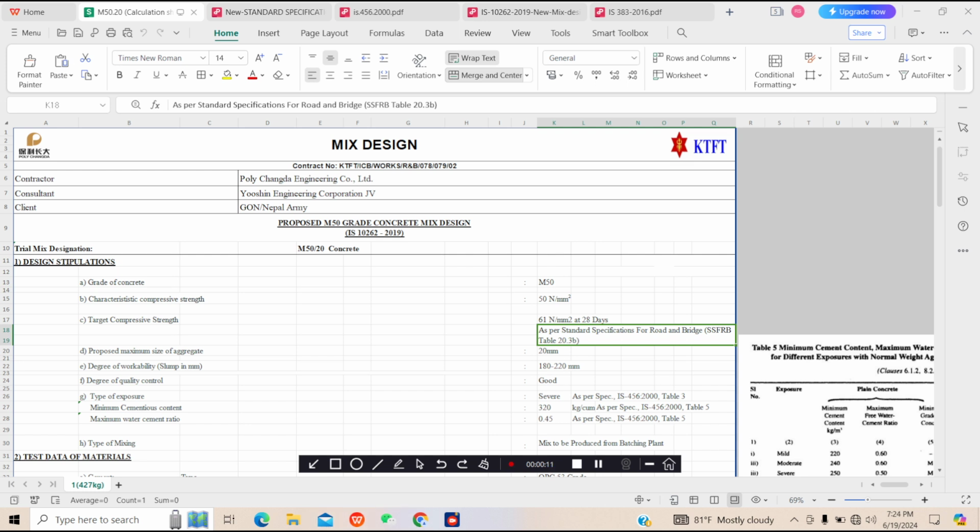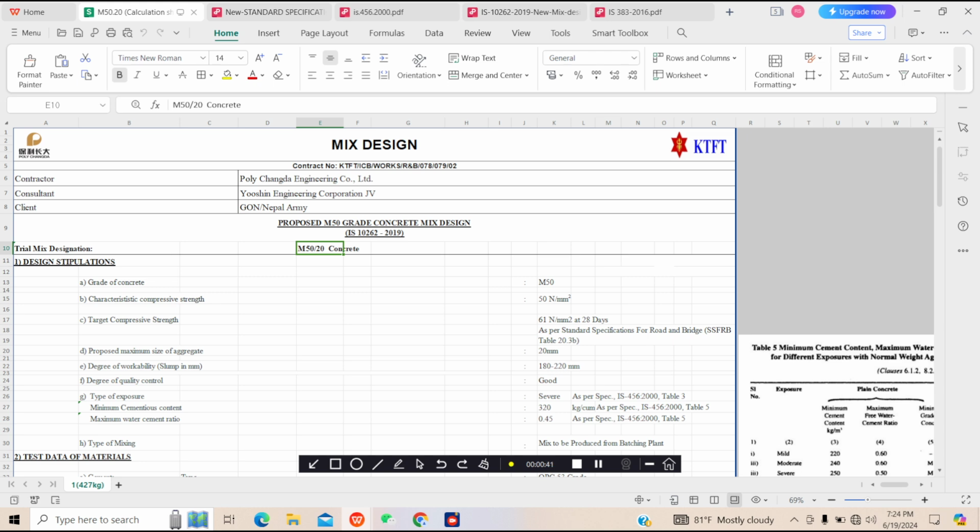Today we are going to learn about the calculation of the mix design. Today we will see the calculation for the 50 grade of concrete, that is M50 by 20, where 20 is the nominal size of the aggregate. We will follow the IS code, that is IS 10262:2019.